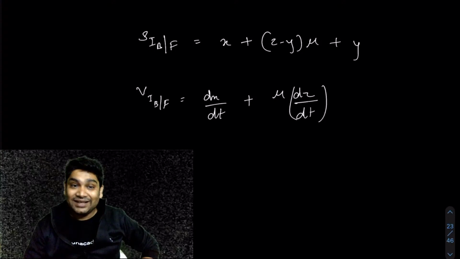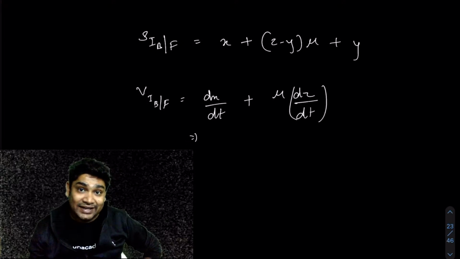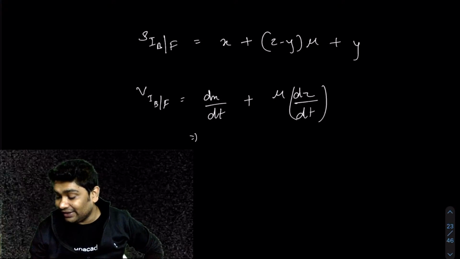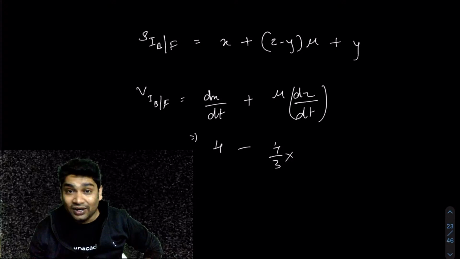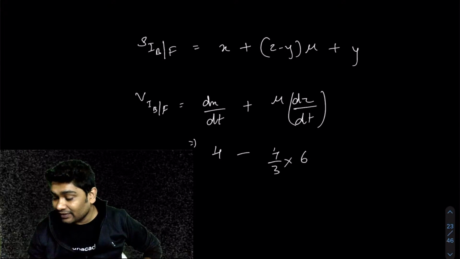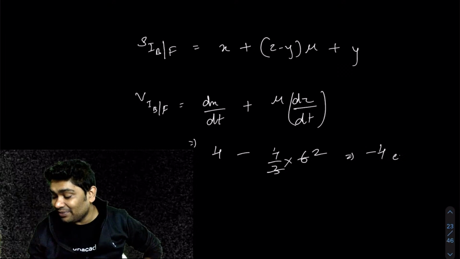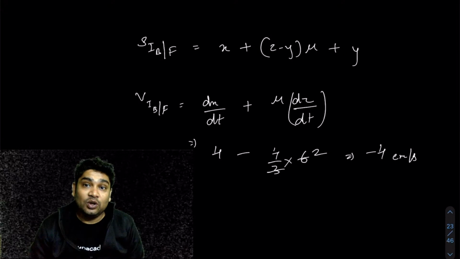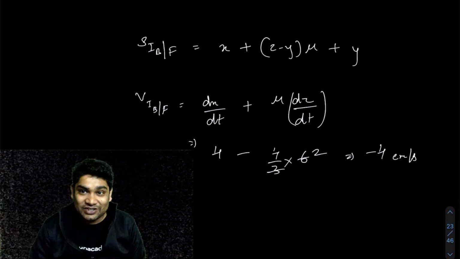Now the fish is moving up, so dx by dt is positive, so it is moving up with a speed of 4, I think. Yeah, 4. And here I'll have minus 4 by 3, and the bird was moving downward with a speed of 6, if I remember. So you will have minus 4 centimeter per second. Again, the minus sign denotes that the image of the bird is moving towards the fish with a speed of 4 centimeter per second.